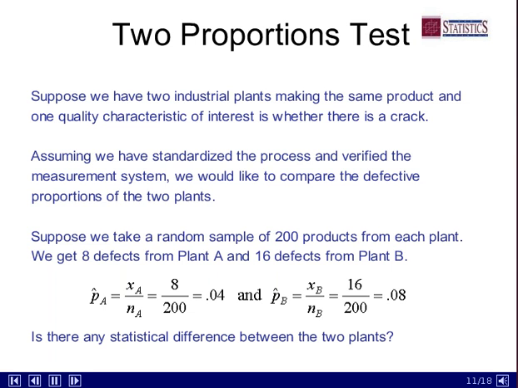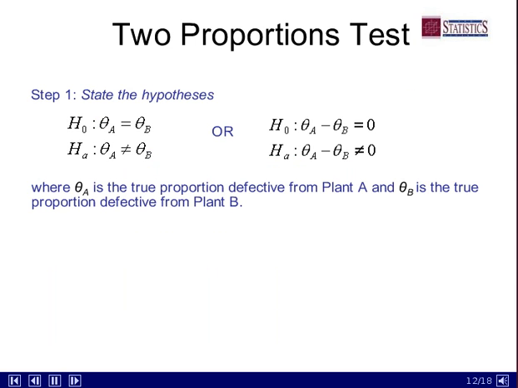So the question is, is there any statistical difference between the 2 plants? Even though it's twice as large, double the amount, 8% versus 4%, we want to know if it's statistically different. So first we state the hypotheses.